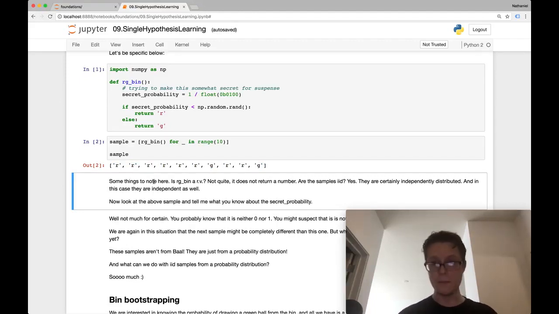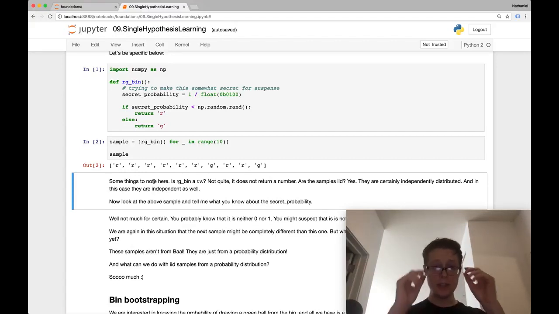Your gut might say, yeah, it definitely looks like a random variable. But remember, the one thing that we need for it to be a random variable is that it needs to return a number. So it's a function that returns a random number. This doesn't return a number, so it's not quite, but we could easily convert it to a random variable by transforming the greens into a 1, maybe the reds into a 0, or something like that.